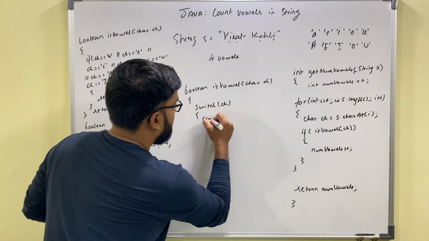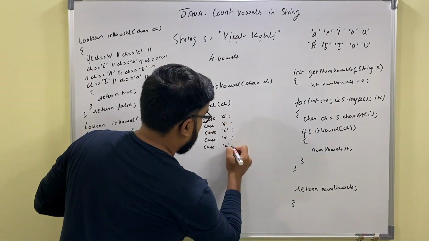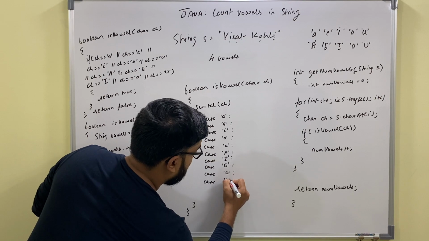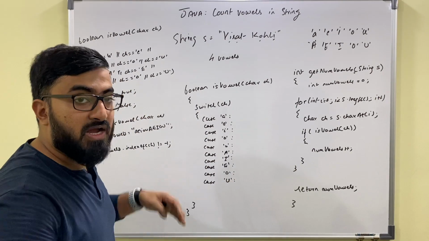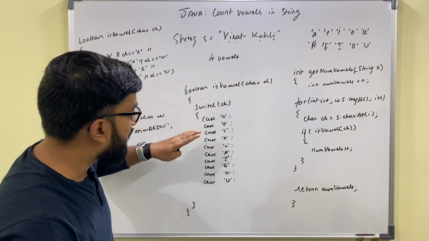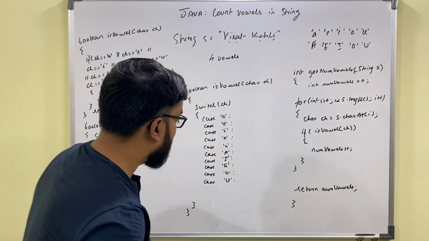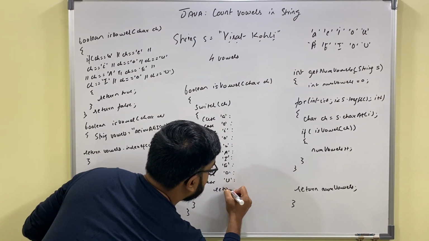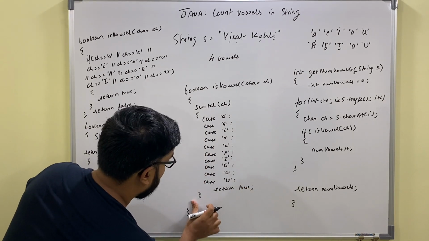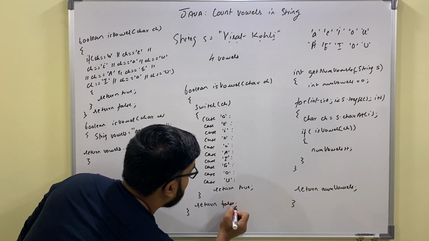So I'll say case lowercase a colon, case lowercase e colon. Okay. Similarly, case uppercase A, case E. Okay. So I have a switch case. The variable for the switch case is ch, the character we are checking for vowel. And we have cases for all our vowels. Finally, under the last case, I am going to say return true, and I am going to close the switch case. Okay. And finally, before the function closes, I am going to say return false.